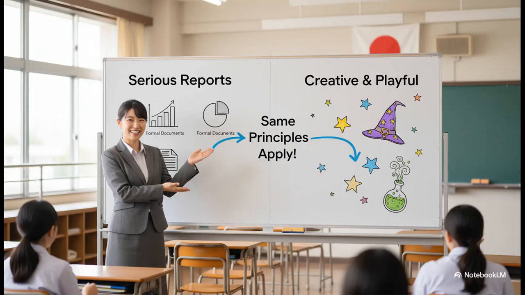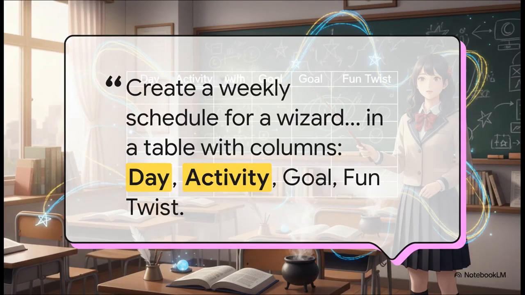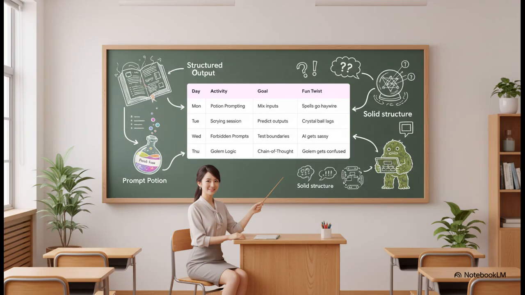Now, this technique isn't just for serious technical work. You can use the exact same principles for creative and fun prompts. In fact, it's a fantastic way to make your creative ideas even better. For example, look at this. We're asking for a weekly schedule for a wizard learning prompt engineering. A little silly maybe, but notice the method is exactly the same. We still ask for a table, and we still define our columns: day, activity, goals, and, my favorite, fun twist. And what's so cool here is seeing how that clear structure helps create something that's both super imaginative and perfectly organized.